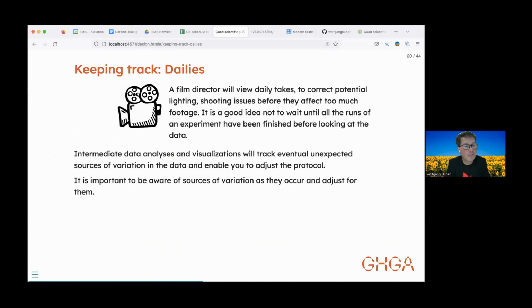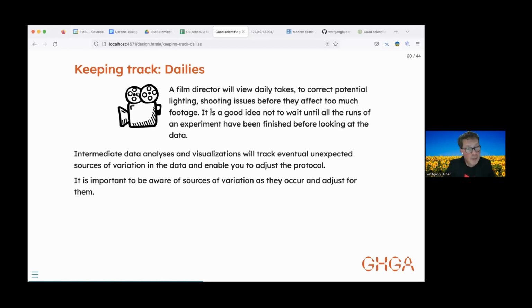This comes back to the idea of keeping track and doing dailies. We know this from Hollywood, from filmmaking: a film director will not constantly shoot and take footage without looking at the material, for instance to check for any potential lighting or shooting issues. That's the idea of dailies in Hollywood, and we should have this.